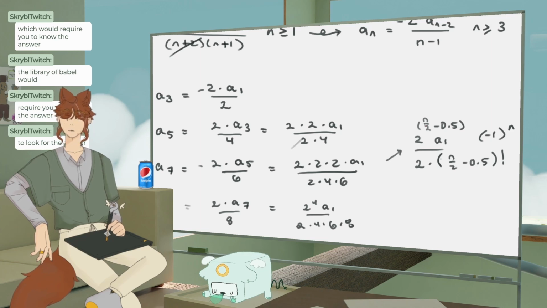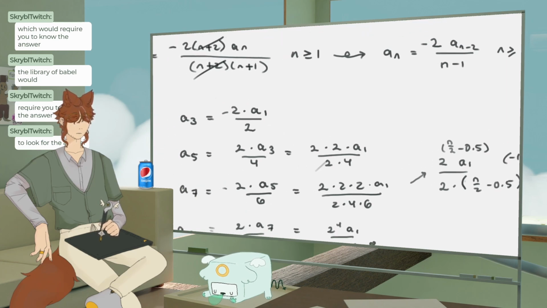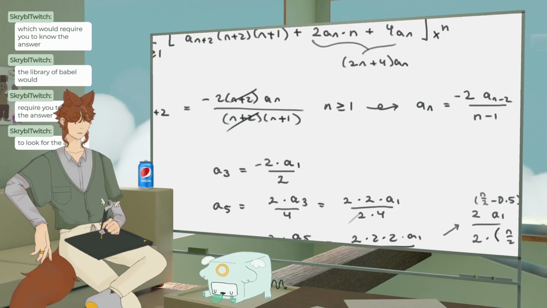Wait, when they split theirs, do they call this one one variable and the other one another variable? Let's see. Two over k plus 1. Two over k plus 1. Did I goof it? Oh no, they didn't do that. 2n over 1 times 3 times 5 times 2n minus 1.